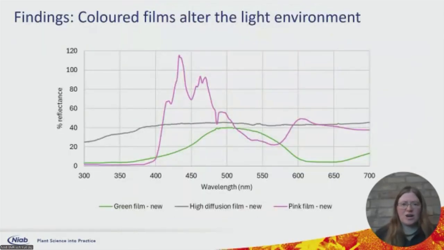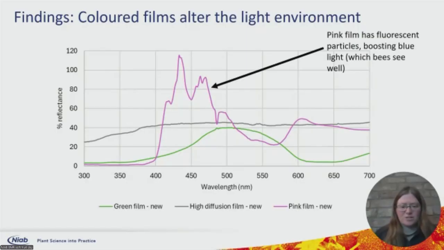And we decided to hang different colours of film against the wall as an alternative to black Mipex. And we had a look at what the colours of those actually look like. So we looked at coloured films in pink and green. And the pink's quite interesting because it's got fluorescent particles in. And these kind of boost the blue light output. They're taking in UV, putting it out to the blue wavelength. Bees can see blue quite well, and it makes it overall look quite bright and cheerful, actually.